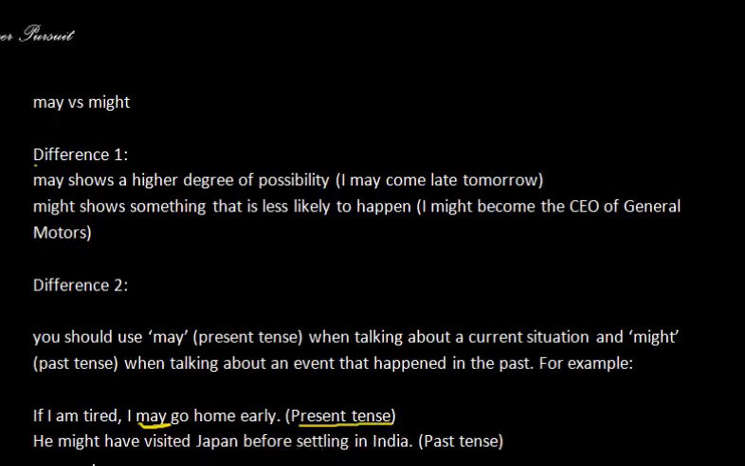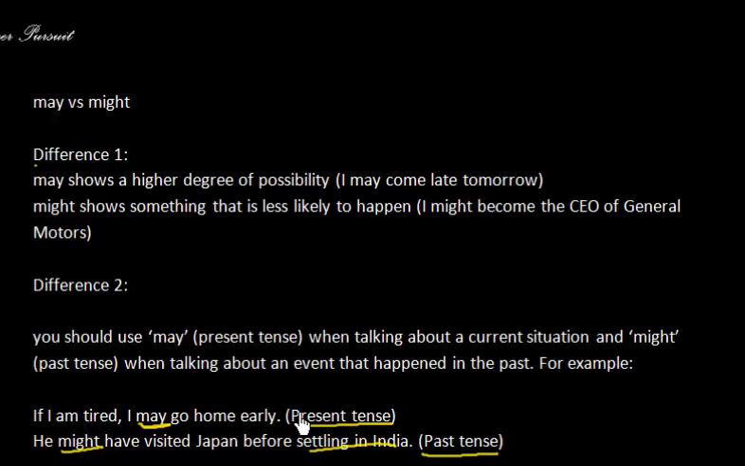But suppose some kind of possibility was there in the past, you could have said he might have visited Japan before settling in India. So basically, what we have here is the past tense. You can say, I might have reached office on time if I had got up early. So this is again going back in the past, and you say some kind of possibility would have been there in the past if something might have happened. So you would say, I might have reached office on time if I had got up early in the morning.